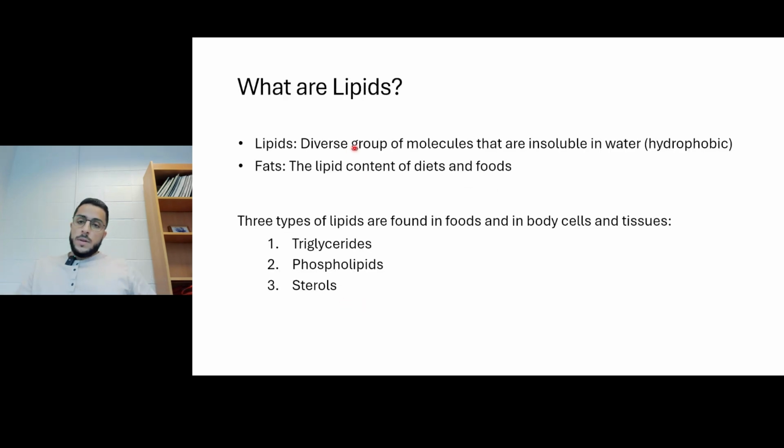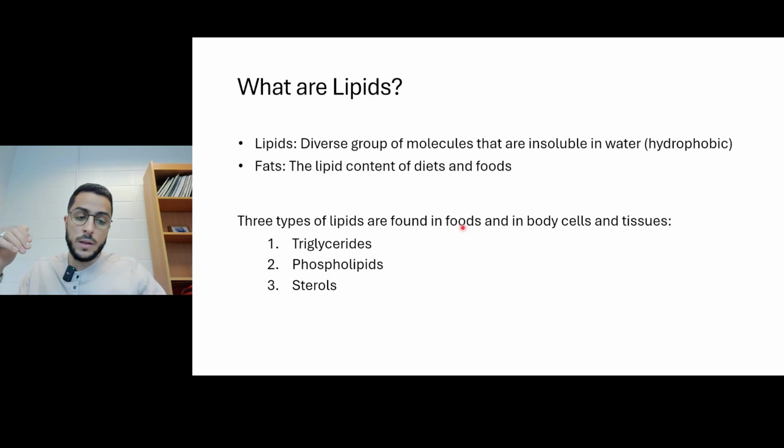So obviously lipids are a diverse group of molecules that are insoluble in water. You've already seen this in many of your biology classes. Most lipids are hydrophobic, although some molecules can be hydrophilic or have a section that is hydrophilic, and we'll see that in a second. So when we talk in terms of nutrition about fats, we are referring to the lipid contents of diets and foods, and so fats is just a group of many different lipid species.